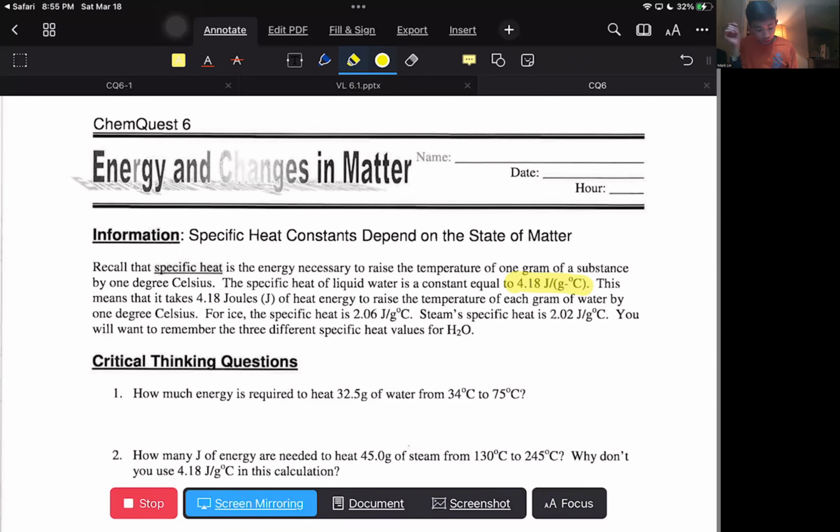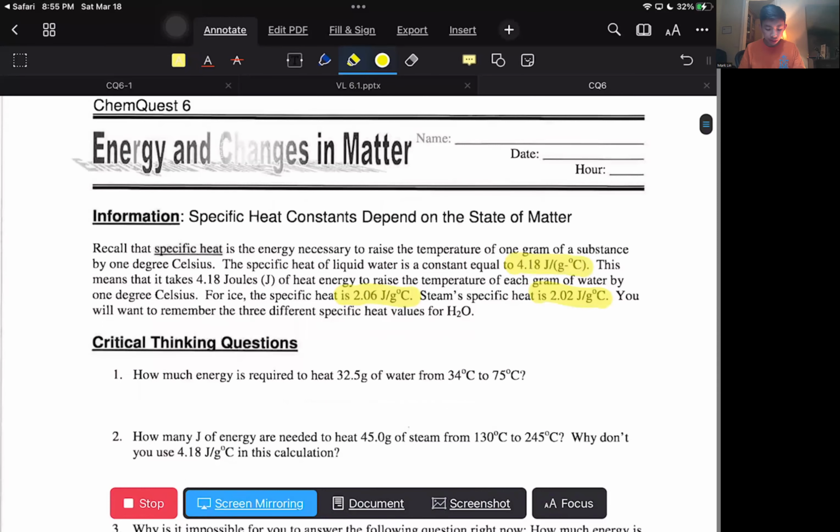For ice, it's going to be 2.06. For steam, it's 2.02. You want to remember these three specific heat values for H2O, because we're going to be using them. Okay.